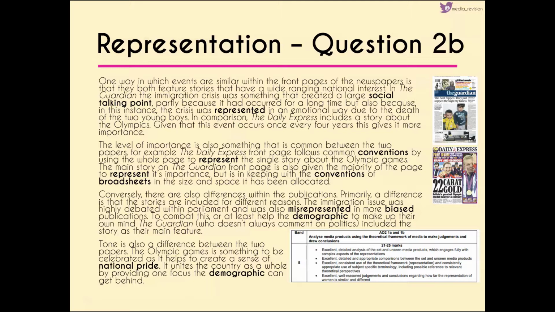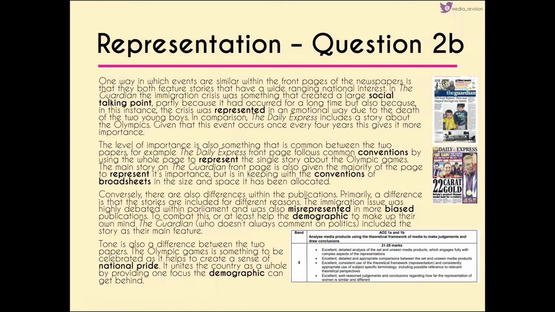The level of importance is also something that's common between the two papers. For example, the Daily Express front page follows common conventions by using the whole page to represent the single story about the Olympic Games. The main story on the Guardian front page is also given the majority of the paper to represent its importance, but is in keeping with the conventions of broadsheets in the size and space it has been allocated. Conversely, there are also differences within the publications.